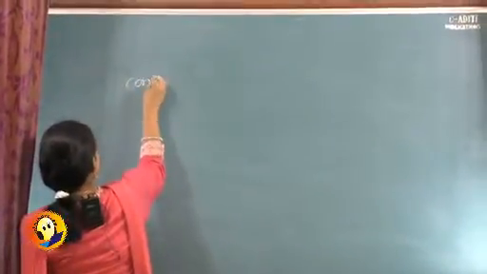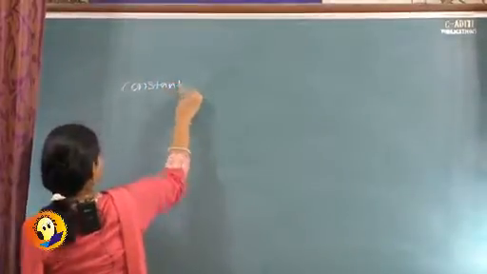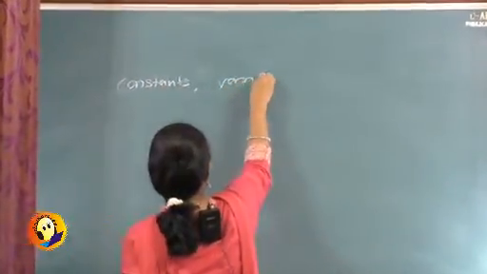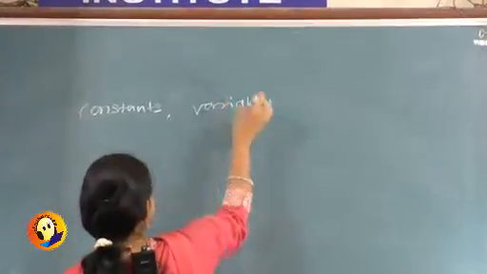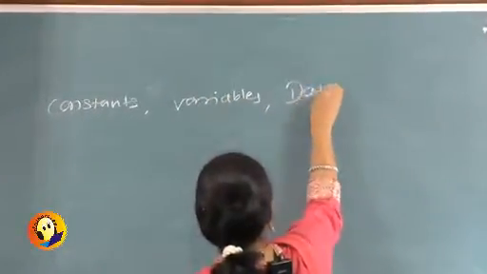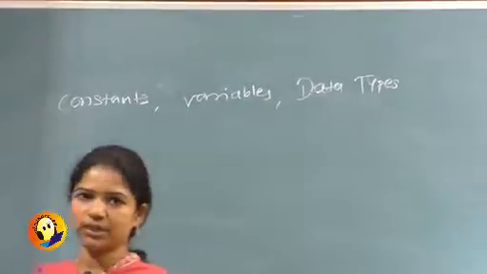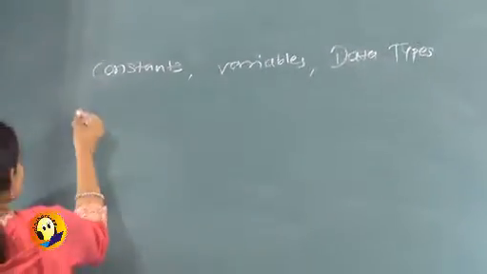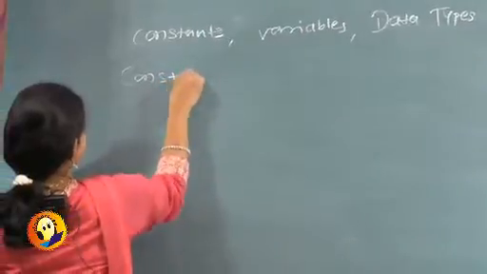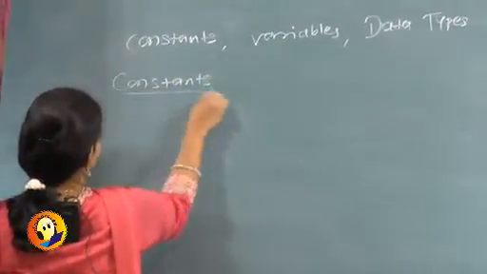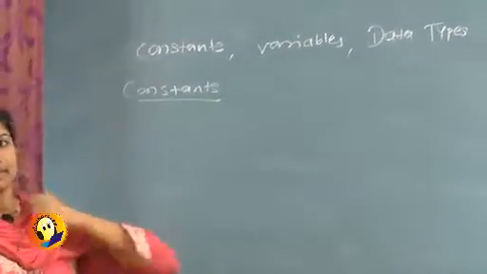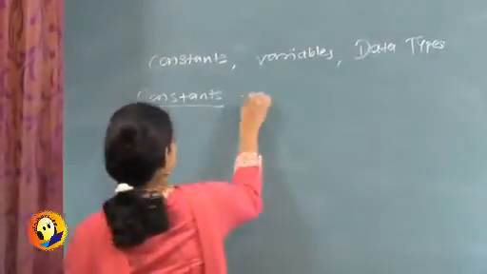Okay, now let's start with the basic concepts of Java, that is constants, variables and data types. Constants, variables and data types in Java programming. So let's start with the first concept, constants. Constants means fixed values.